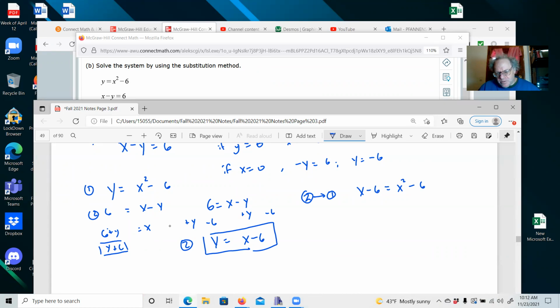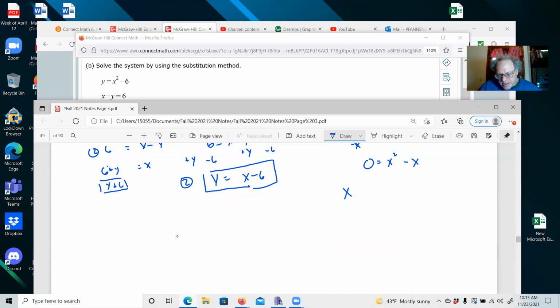Let's go ahead and add 6 to both sides. We're going to subtract an x from both sides. So we have 0 is equal to x squared minus x. So x squared minus x equals 0. We have x times x minus 1 equals 0. So we have x equals 0, x minus 1 equals 0. So x is equal to 1, x is equal to 0.